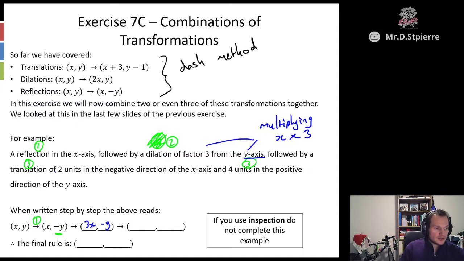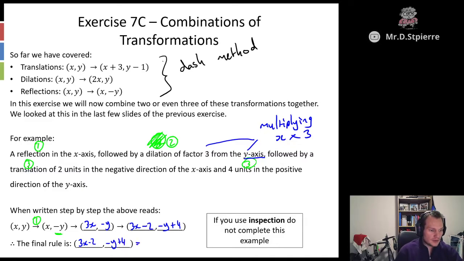And now, translations. A translation of 2 units in the negative direction of the x-axis. We have our 3x and we are now going to move it 2 units to the left, so we take away 2 from the x-coordinate. Every x-coordinate has 2 taken away from it, which shifts it left 2 spots. And 4 units in the positive direction of the y-axis. Every y-coordinate that we currently have, which is this negative y, is going to have 4 added to it, shifting it up 4 units. Therefore, our final rule is 3x minus 2, negative y plus 4.